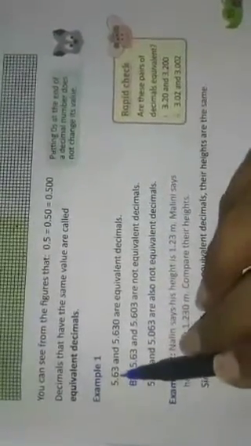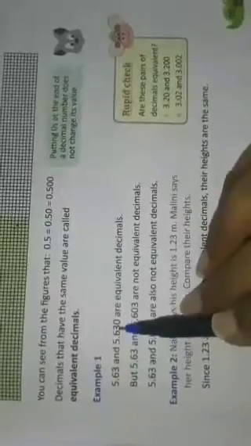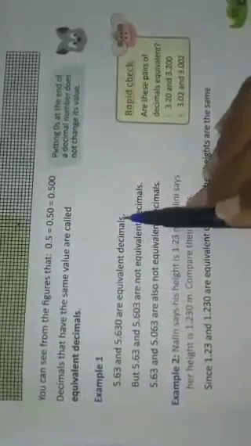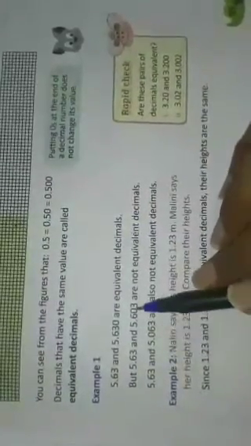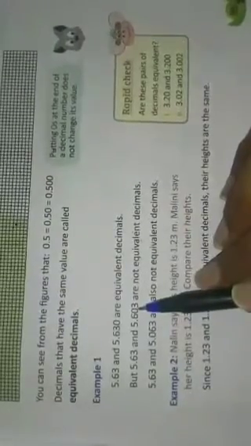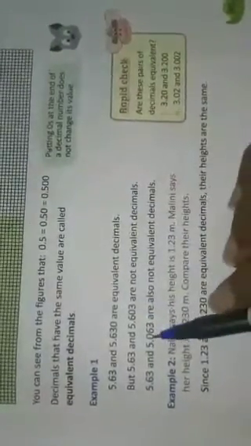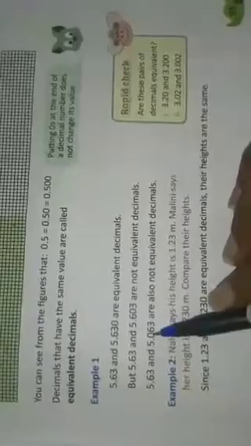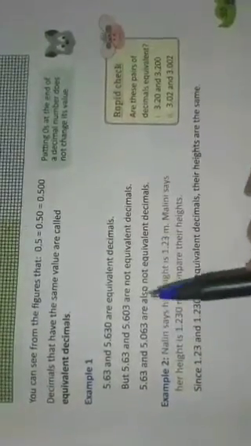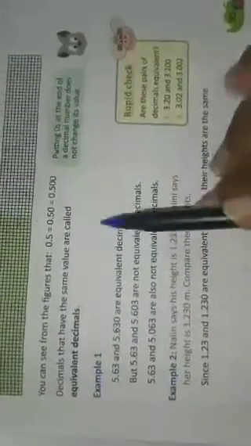If you have 5.63 and 5.630, both are equivalent decimals. But if a 0 is put in the middle, that is not equivalent. And if a 0 is put at the start, before 63, that is also not equivalent. So if their values are the same, those types of decimals are called equivalent decimals.